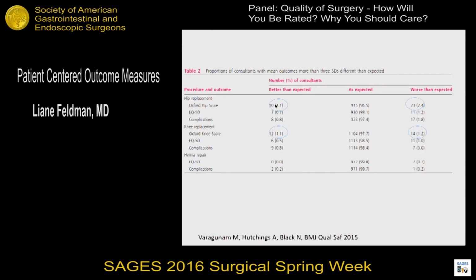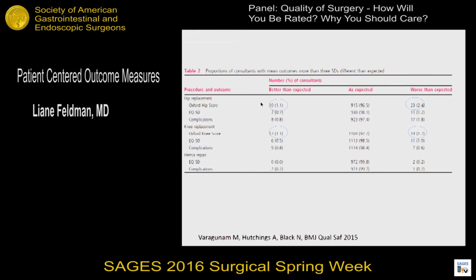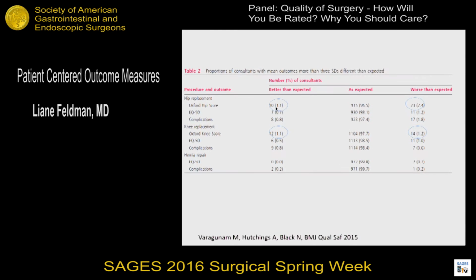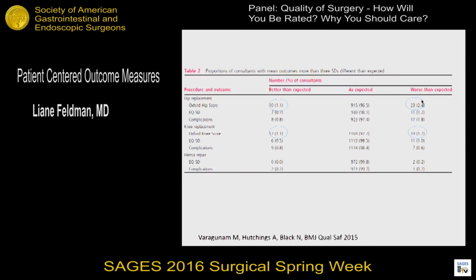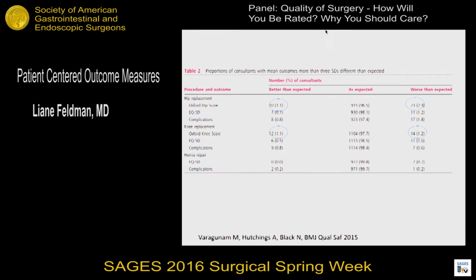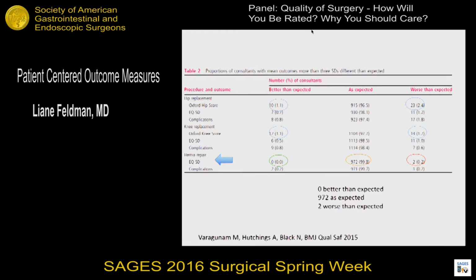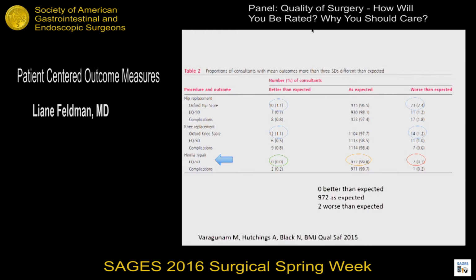So for the disease-specific outcomes, 3 standard deviations means anything more than 0.1% would be a little bit higher than you'd expect by chance. So they actually had more outliers by using PROMs than they did by looking at death after arthroplasty. So they had about 23 surgeons worse than expected, and 14 worse than expected for knee. But if you look at hernia, they had 0 better than expected. They had 972 consultants who were as expected, and they had 2 worse than expected after all of that work.